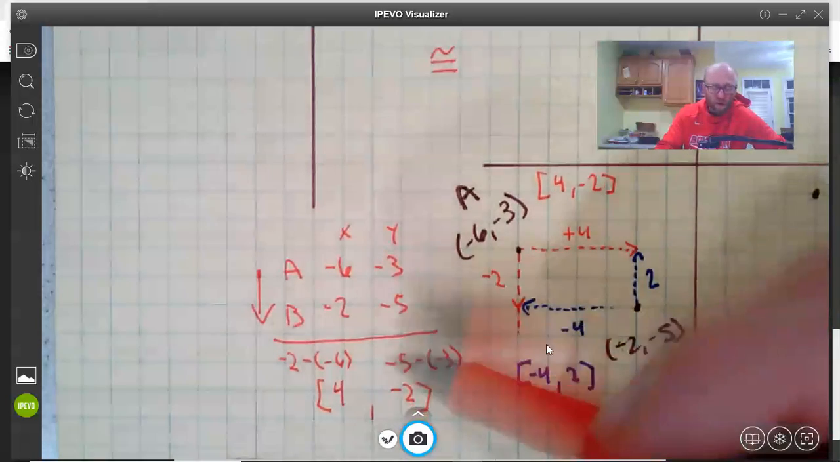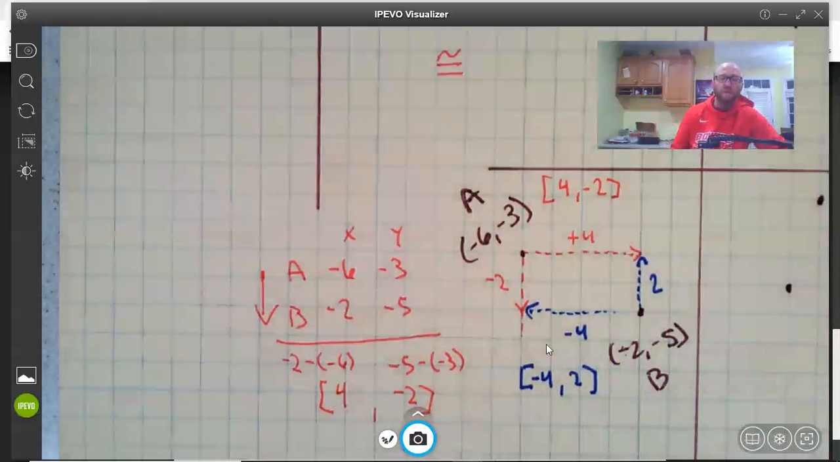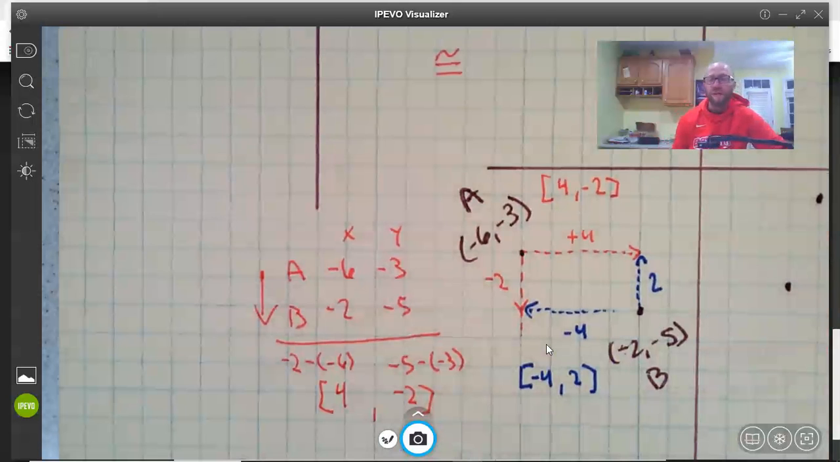Other way around, I would just subtract going the other direction. So end minus start equals change. Just line up the coordinates and do the subtraction if you want to find the displacement vector.